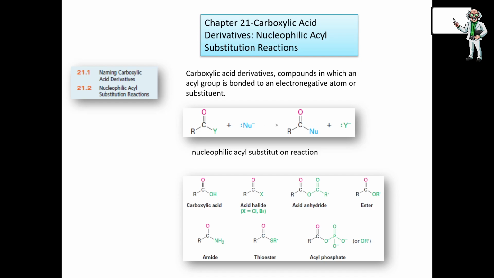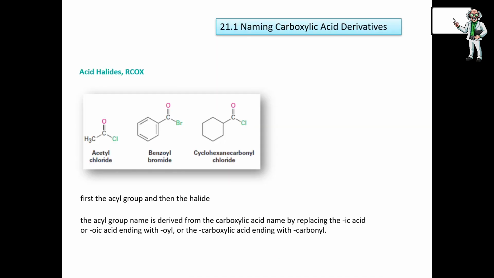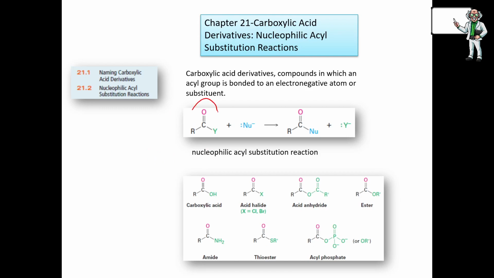Okay, basically, a carboxylic acid derivative is a compound that contains this formula: a carbon double bond oxygen with another electronegative atom attached to this. In the case of a carboxylic acid, this is an OH, but for example, if we put a halogen here, we get an acid halide. If we put another acid, we have an acid anhydride. If we put an alcohol, it's an ester. If we put an amine, it's an amide. If we put a thiol, it will be a thioester. If we put a phosphate, it will be an acyl phosphate.